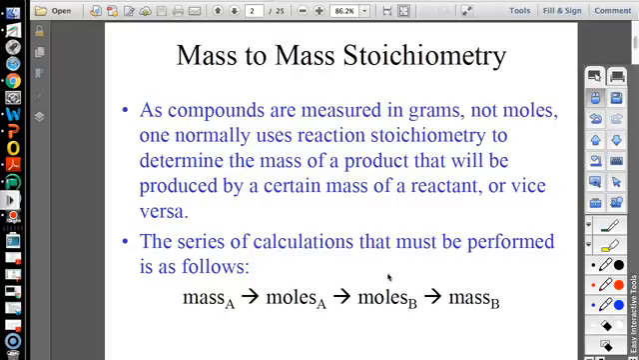So like I said, we're typically going to be using grams to figure out the mass of a product that's going to be produced by a certain mass of reactant, and vice versa. And here's a flow chart.